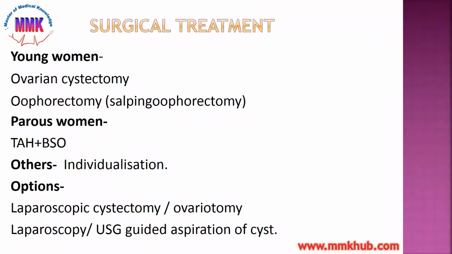The surgical treatment. In young women, ovarian cystectomy, oophorectomy, salpingo-oophorectomy. In perimenopausal women, total abdominal hysterectomy plus bilateral salpingo-oophorectomy. Others are the individualization, and the options are laparoscopic cystectomy, ovariotomy, laparoscopy, ultrasonography guided aspiration of the cyst.